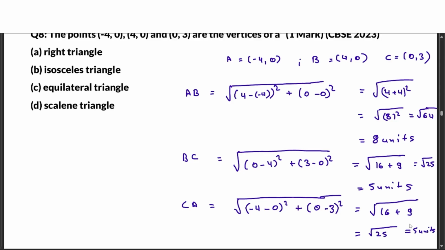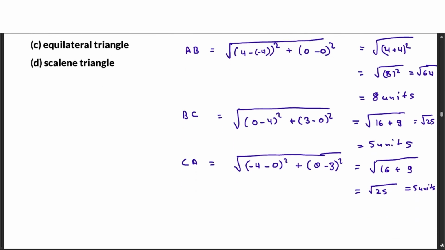Okay, now after all this we have got AB, BC and CA. So we can see which type of triangle it is forming. You can see here BC is equal to CA, both are 5 units. So in a triangle, if two sides are equal, it is called an isosceles triangle. And also AB square is not equal to BC square plus CA square, which means it is not forming a right triangle.